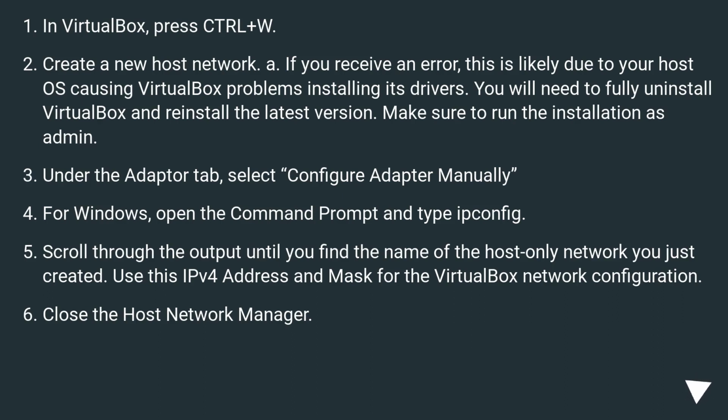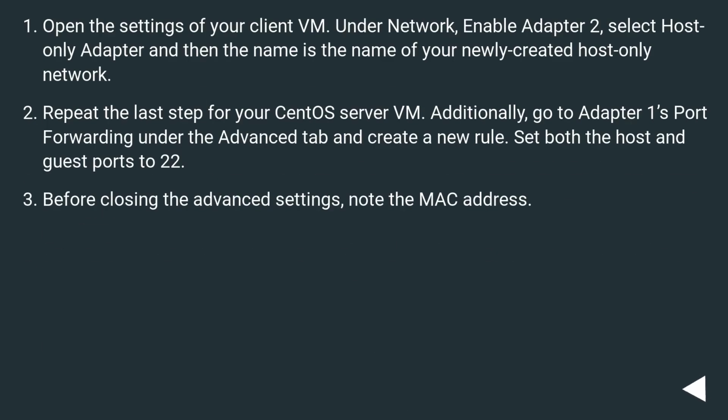For Windows, open the command prompt and type ipconfig. Scroll through the output until you find the name of the host-only network you just created. Use the IPv4 address and mask for the VirtualBox network configuration. Close the Host Network Manager. Open the settings of your client VM. Under Network, enable Adapter 2, select Host-Only Adapter, and then the name is the name of your newly created host-only network.